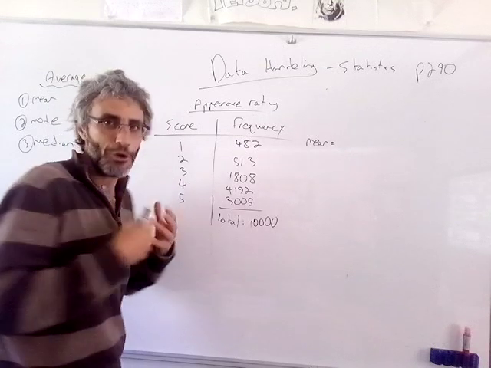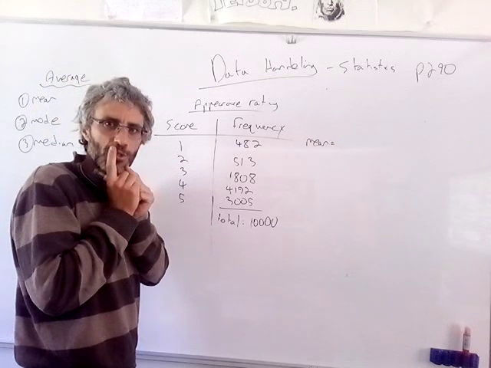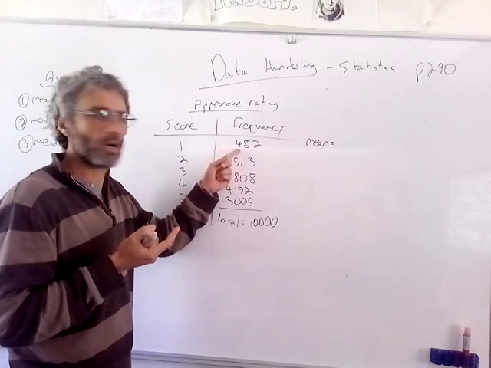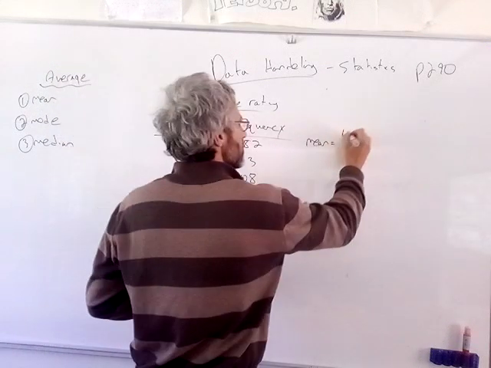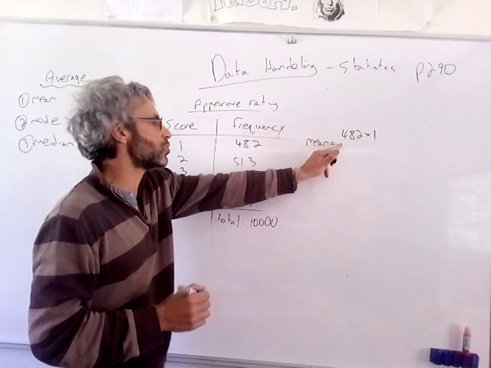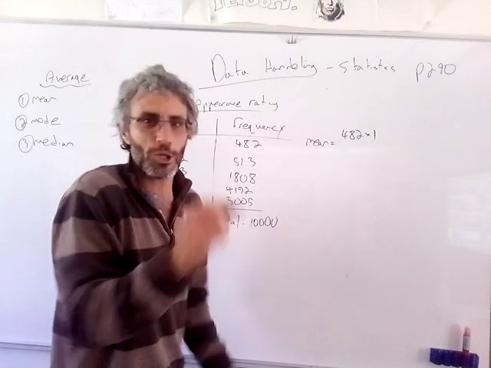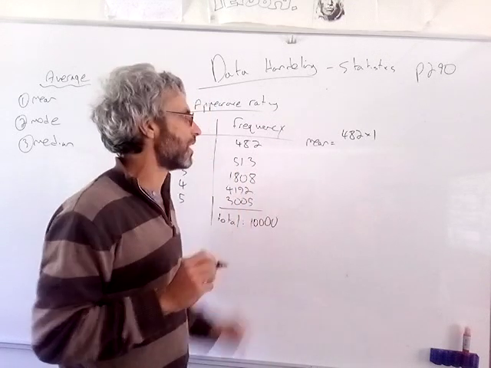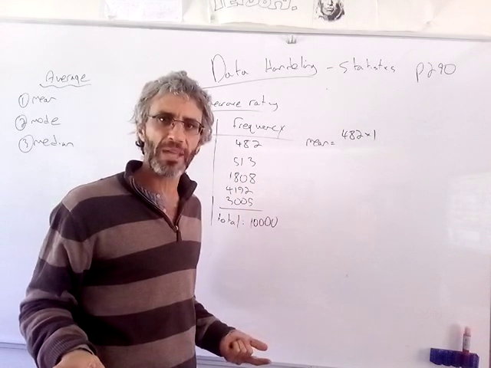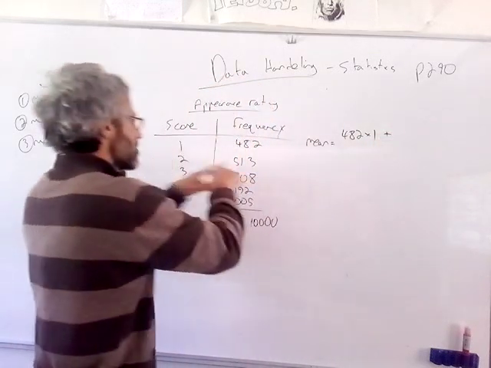Just add that? No, because it wasn't just one person that voted 1. How many people voted 1? Well, that's the frequency. So it's going to be 482 times 1. 482 voted 1. That means it's 1 plus 1 plus 1 plus 1. I'm not going to add 1 plus 1 plus 1 482 times. For that, I've learned multiplication. So it's 482 times 1. Plus, how many people voted 2?